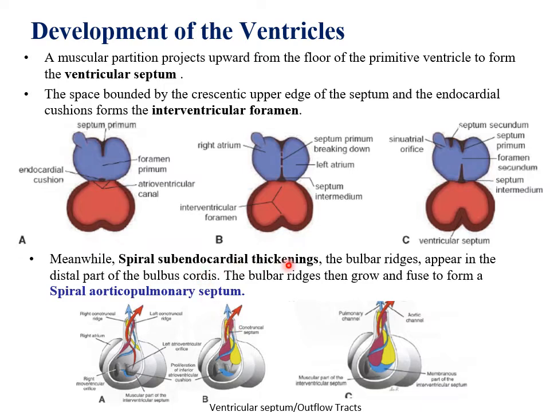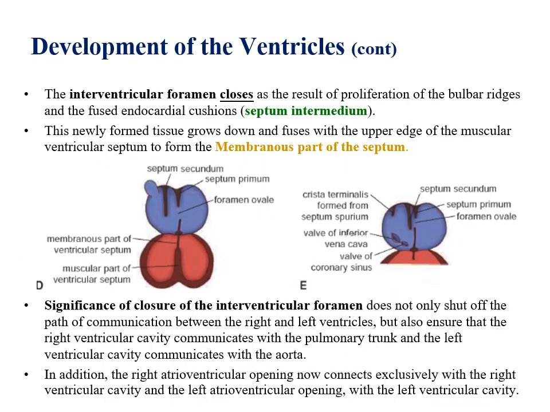Meanwhile, the spiral subendocardial thickening in the bulbar ridges appears in the distal part of the bulbus cordis. Remember the heart tube. The bulbar ridges then grow and fuse to form the spiral aortopulmonary septum. This is very important. This is the right and left ridge. They fuse together to form this spiral subendocardial thickening to give, at the end, the aortic and the pulmonary structures.